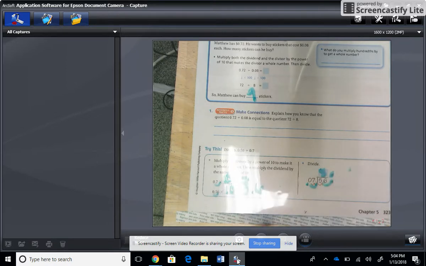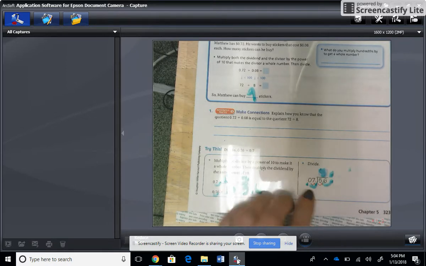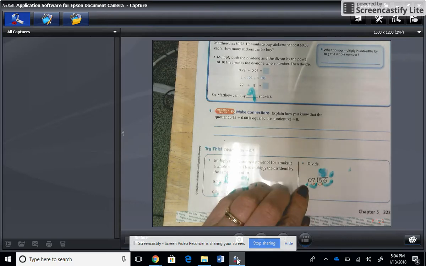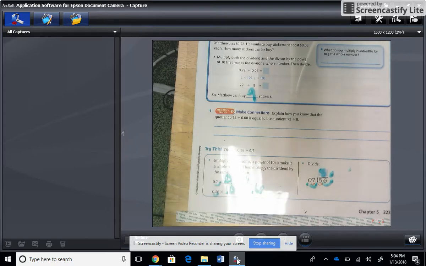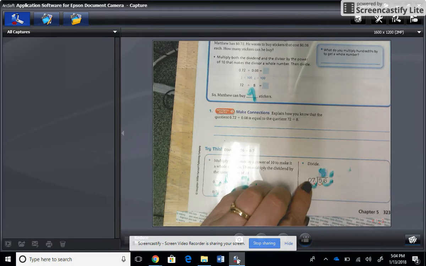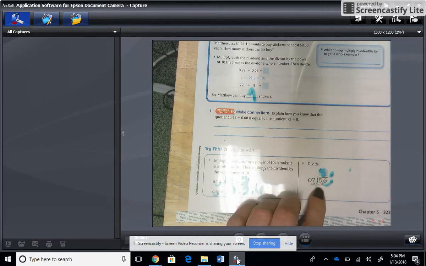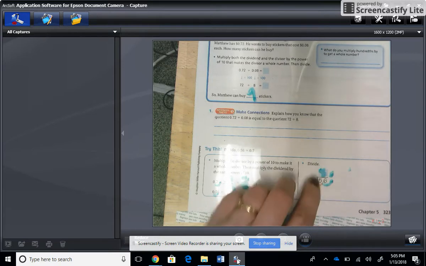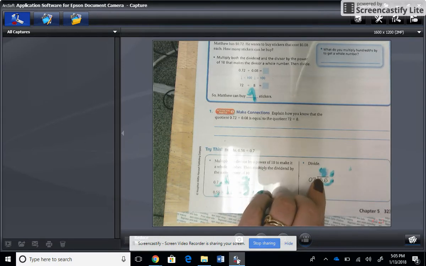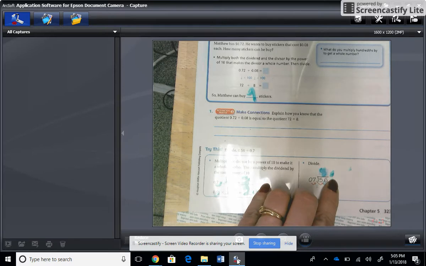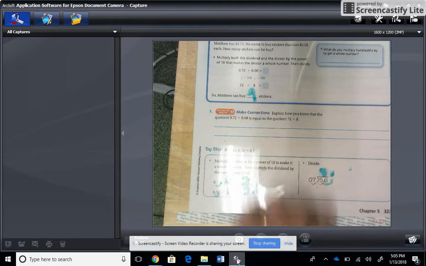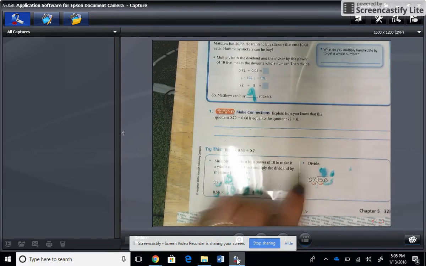So if I have a decimal in the divisor, I have to get rid of it. How did we get rid of it when we were multiplying? We moved it out. How many spots did I have to move this one out? 1 spot. So I made a whole number. Well, I have to do the same thing here. My decimal was right here, so I had to move it out 1 spot. So now I have a whole number.